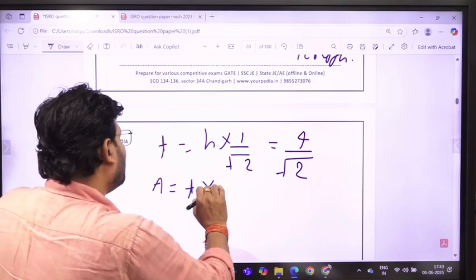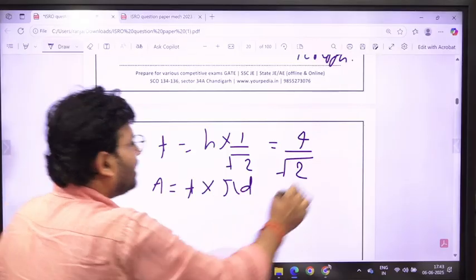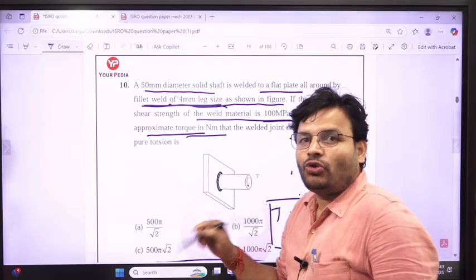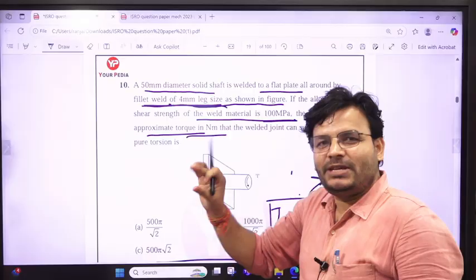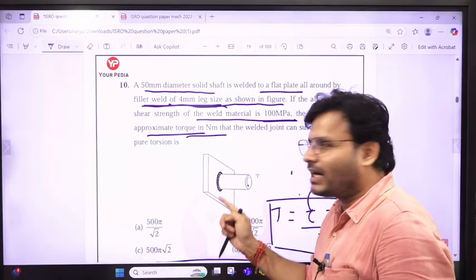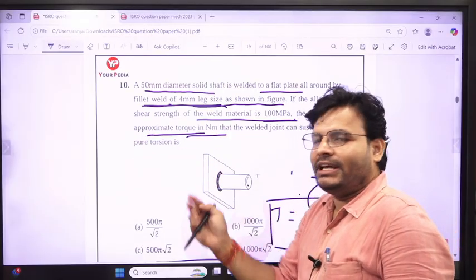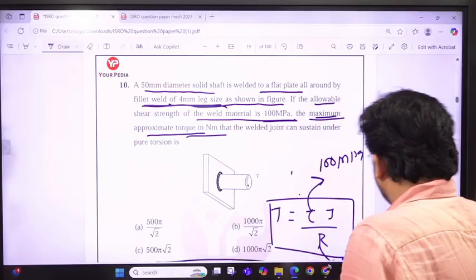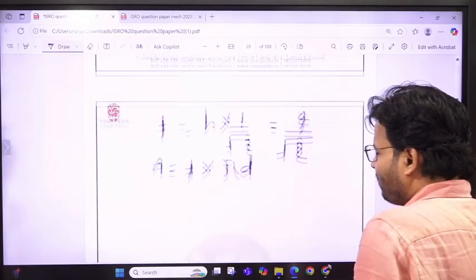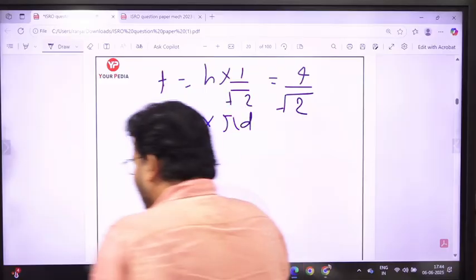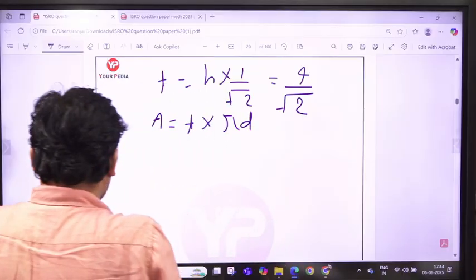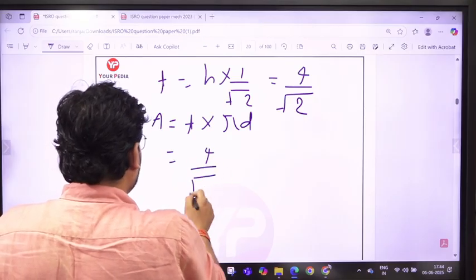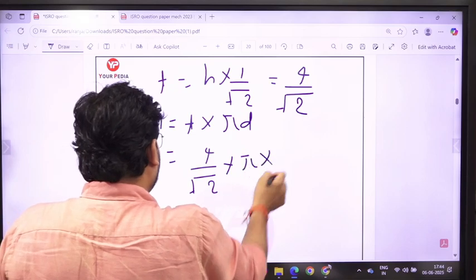Weld length. So weld length will be pi d, sir. Suppose this is circular. So what will be the length? It is the circumference. If you cut it, you get the length. So circumference will be pi d. Just put that value here, pi d. So T into pi d. Thickness is 4 upon root 2, and leave the pi.